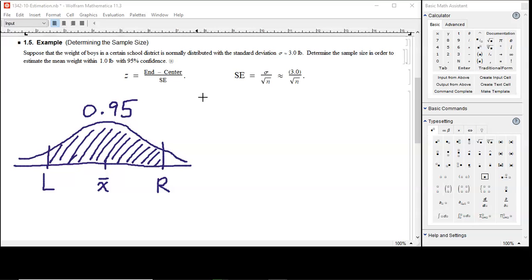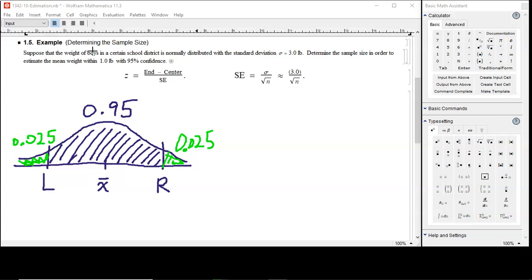That means the other 5% of the time I'm not going to succeed. And that's going to be shared by the right-hand side and the left-hand side. Let's change the color. So 0.25, actually no, 0.025 is 2.5%. 0.025 here. Okay, that completed the picture.